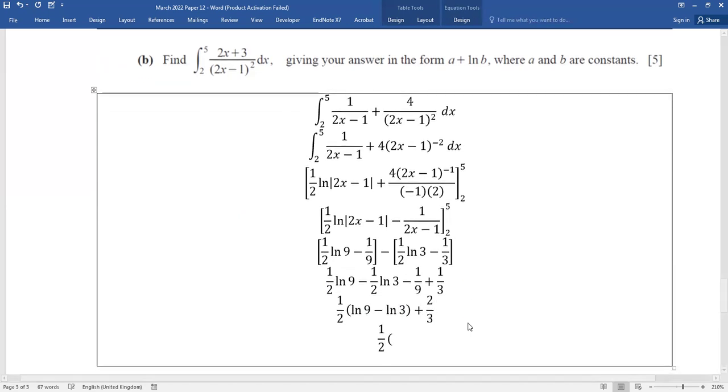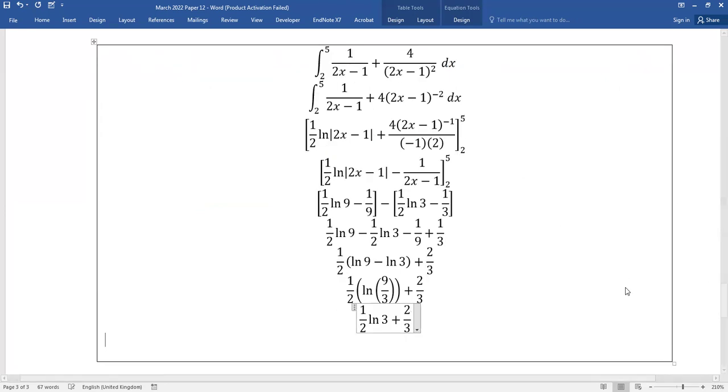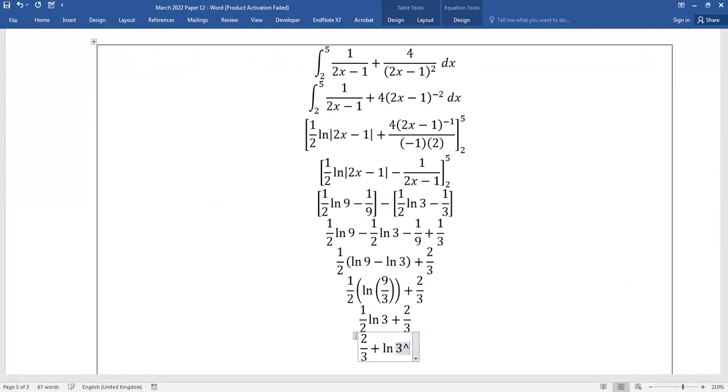So half, and I get ln. If logs are subtracting, their inputs can divide, right? Yes, sir. So this becomes half ln 3 plus 2 over 3. The question does not want us to have a coefficient with this, so we make it a power, no problem. So 2 over 3 plus ln 3 to the power half. Is this what you're getting? Obviously, you can use your calculator to figure out the answer.